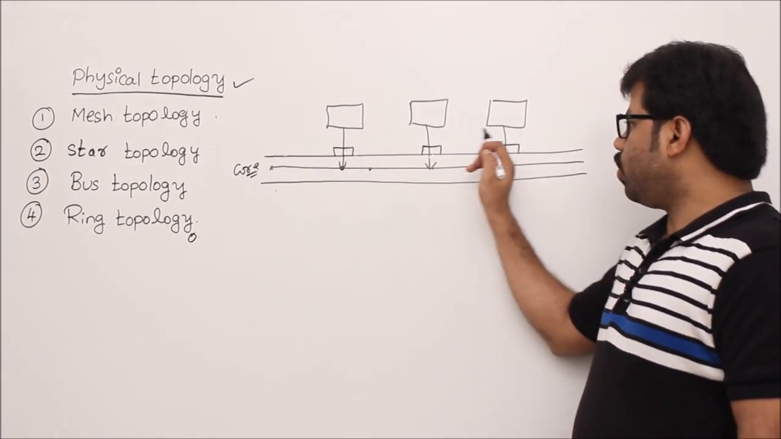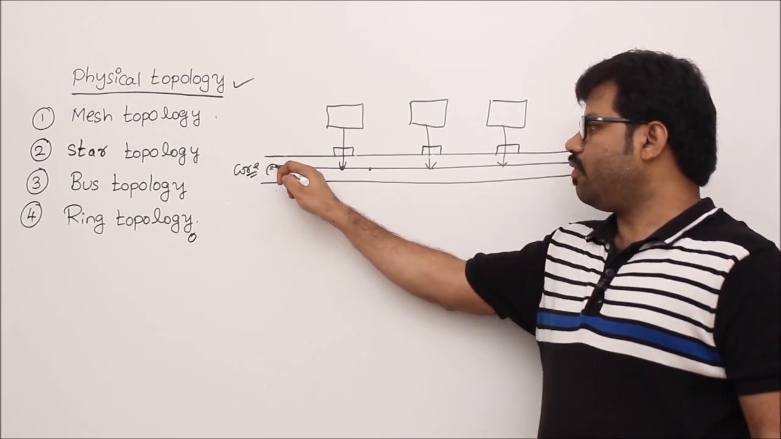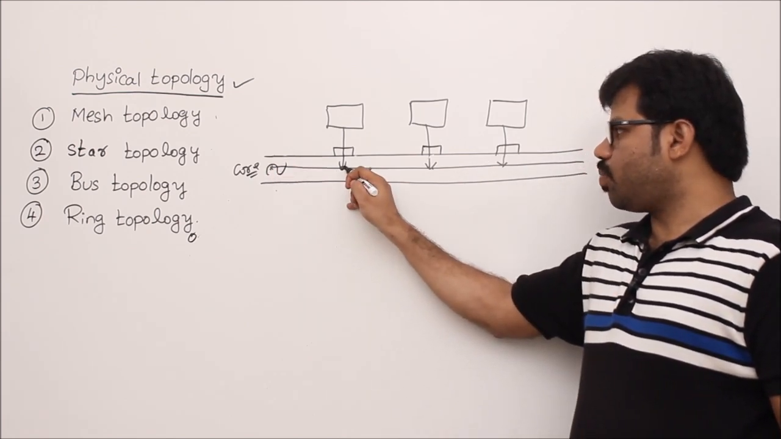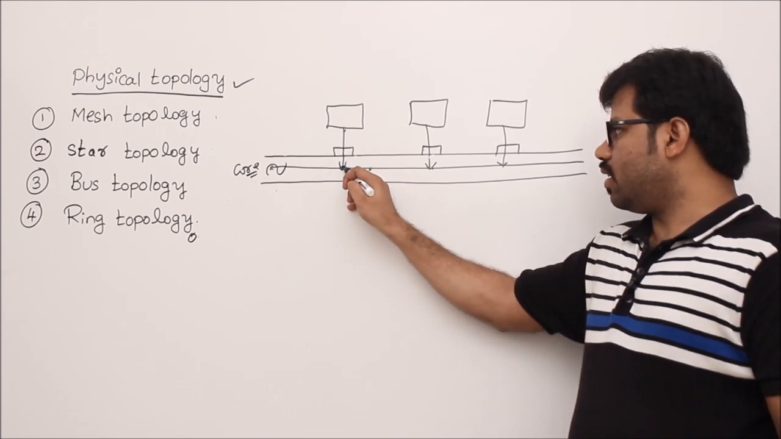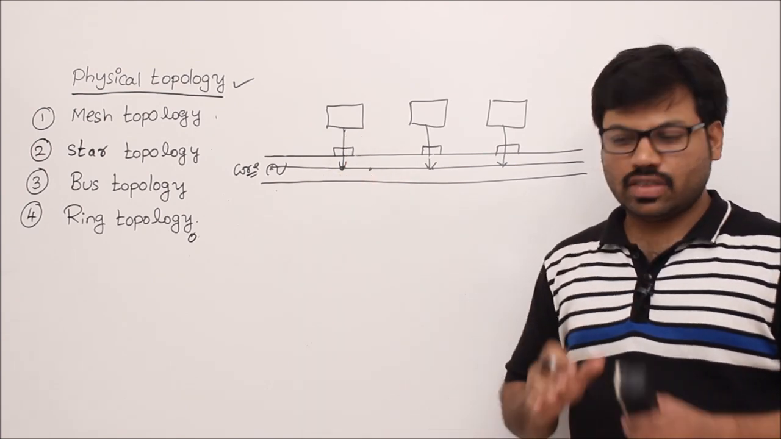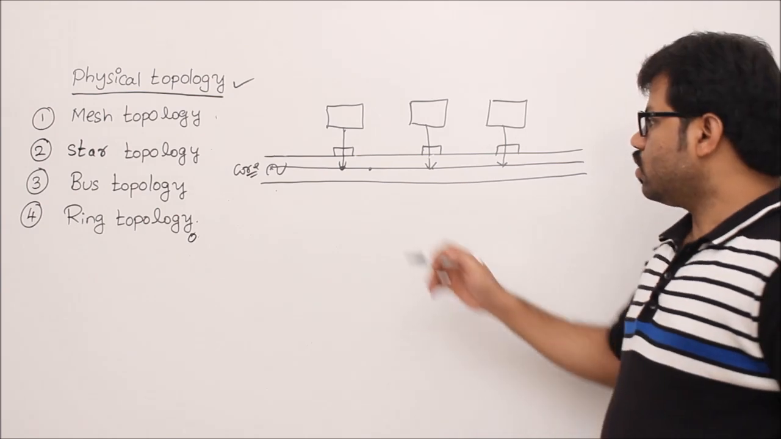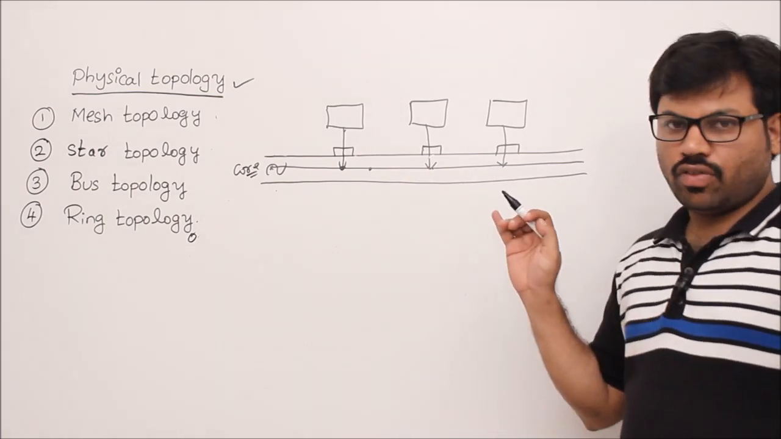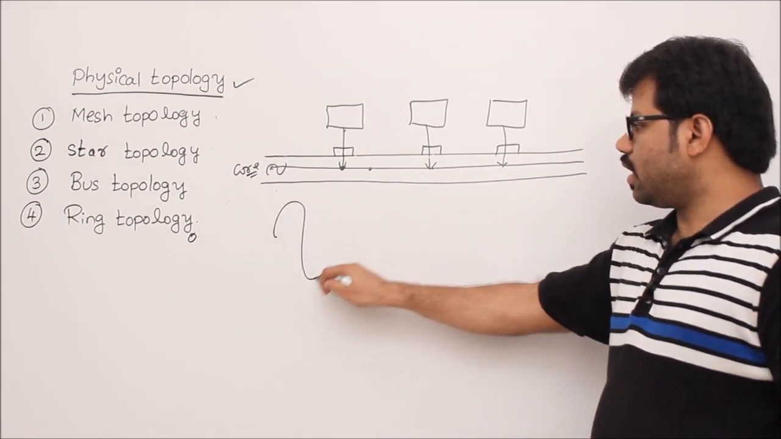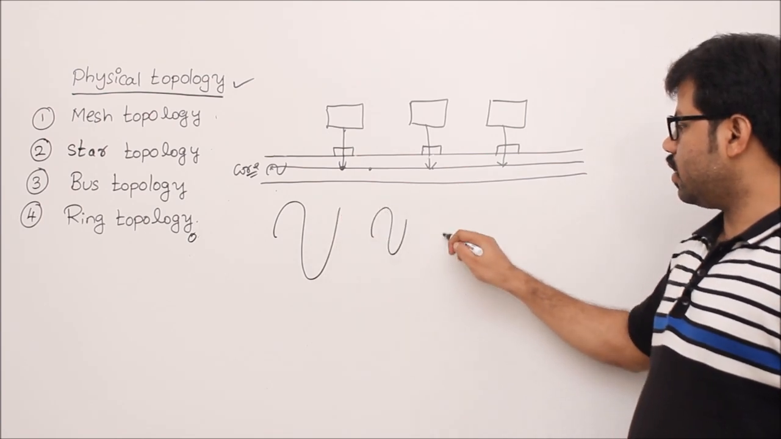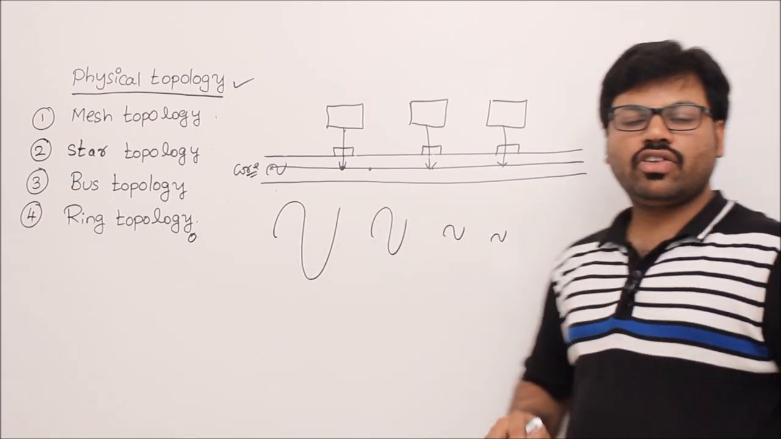Whenever there are multiple taps, your signal will be weakened, because at this point another cable is touching here, right? Because of that, your signal strength will be reduced. So when you have multiple taps, what happens? Initially your signal is like this, slowly it will become like this, like this, in that way. So it will be weakened.